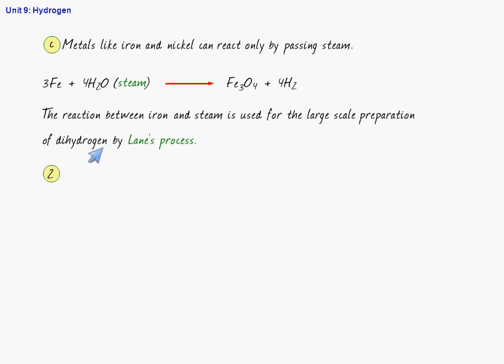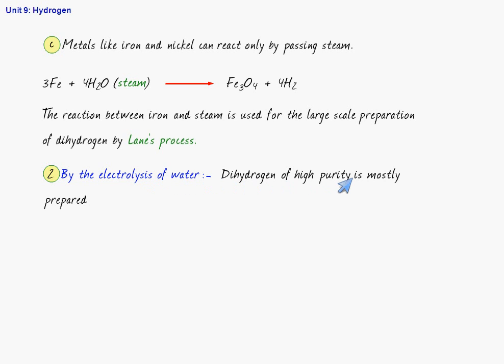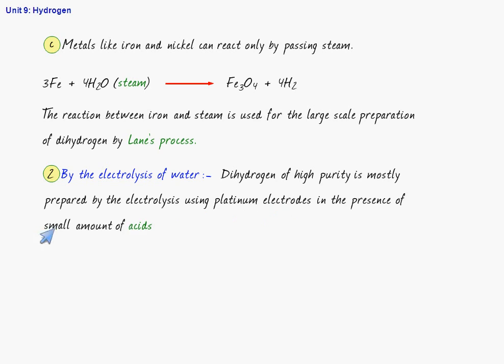Then the second method is by the electrolysis of water. Dihydrogen of high purity is mostly prepared by the electrolysis of water using platinum electrodes in the presence of a small amount of acids or alkali. The reaction is very simple: 2H2O liquid on electrolysis gives 2H2 gas plus O2 gas.